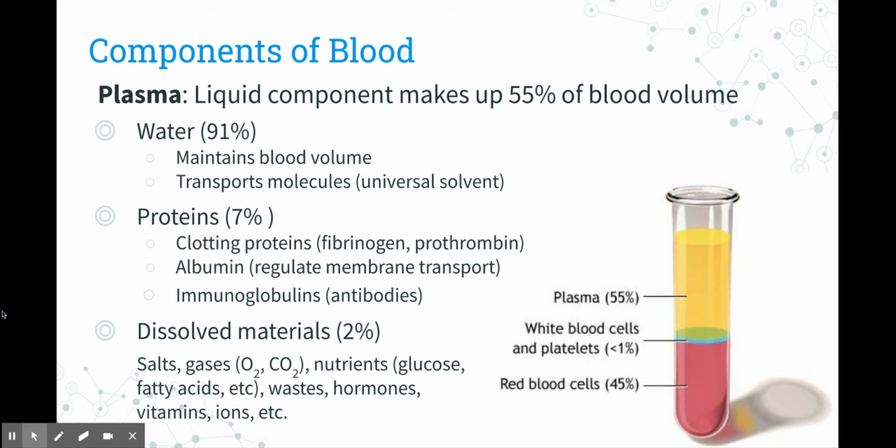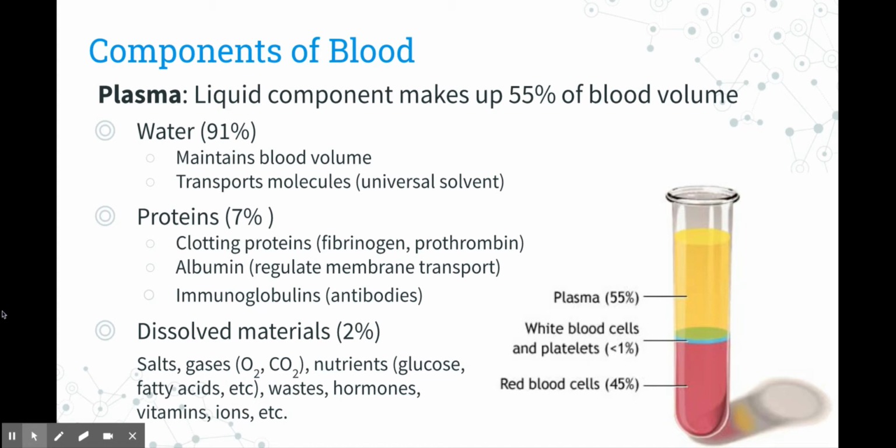Proteins make up about 7% of the plasma. There are clotting proteins like fibrinogen and prothrombin. There's albumin, which helps to regulate membrane transport, the movement of molecules across membranes, and also immunoglobulins, which are antibodies involved in blood type and in our immune system.